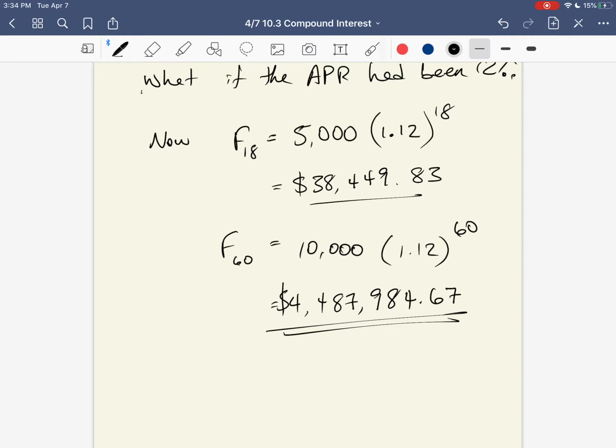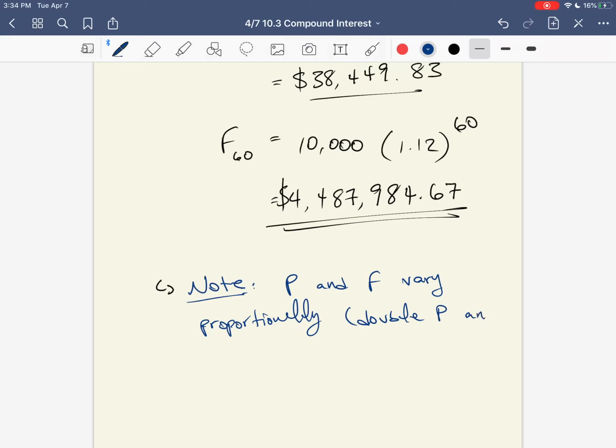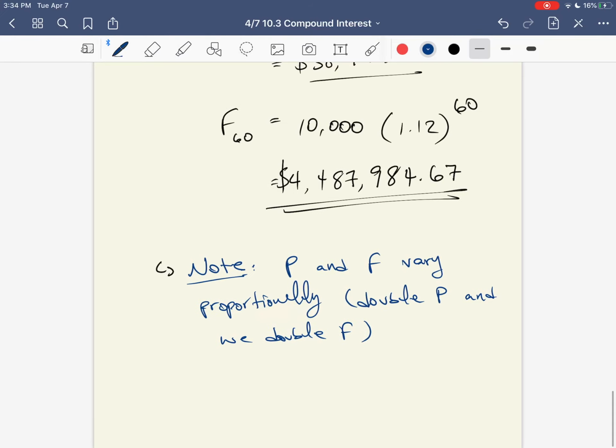So note, P and F vary proportionally. That's what I was just saying. Double P and we double F. APR and F are not proportional. As the APR changes, the final amount can vary quite a lot.